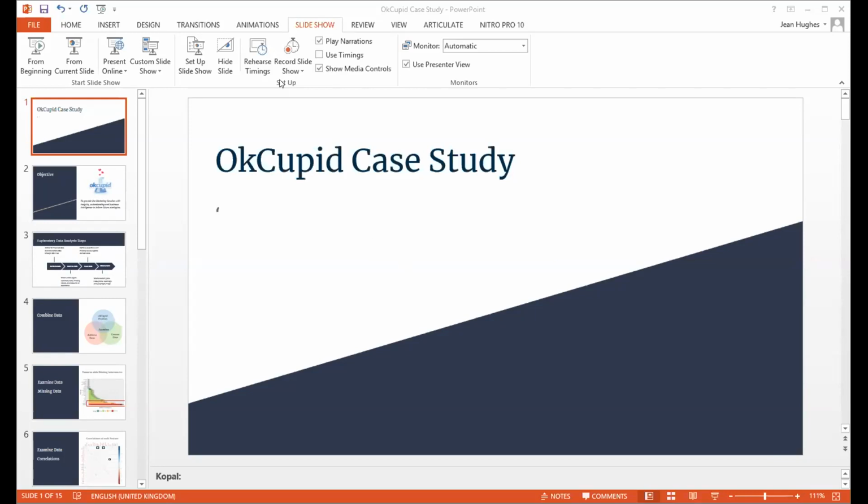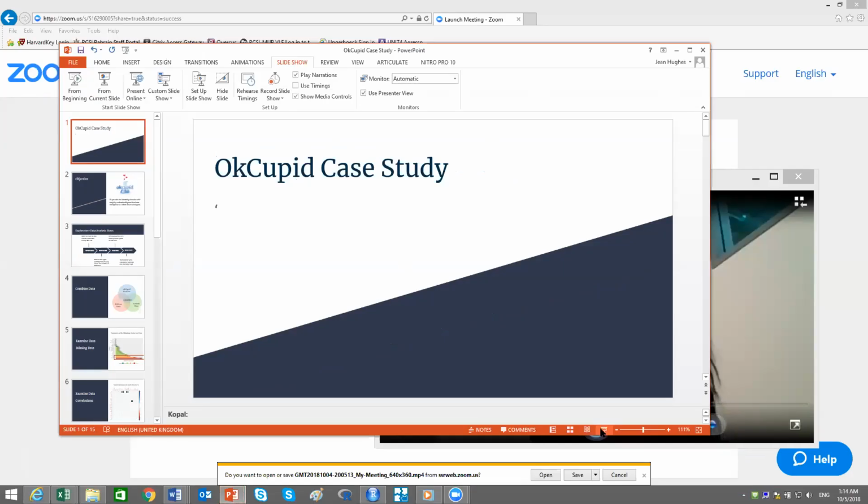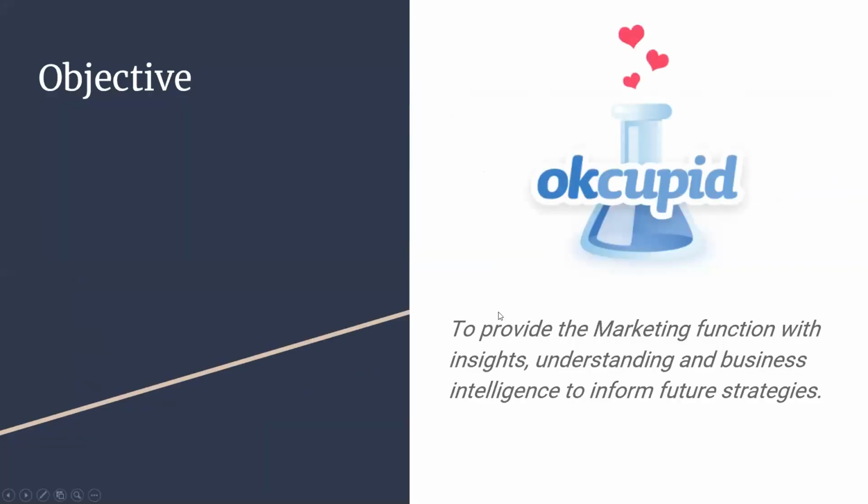My teammates, Roger, Jean, and Anirudh, will be presenting information regarding investigated data from the OkCupid users. So a little bit about OkCupid. We know that OkCupid is an online dating, friendship, and social networking platform that features multiple choice questions in order to match members according to their preferences. So our goal is to provide the marketing function with insights, understanding, and business intelligence to inform future strategies.